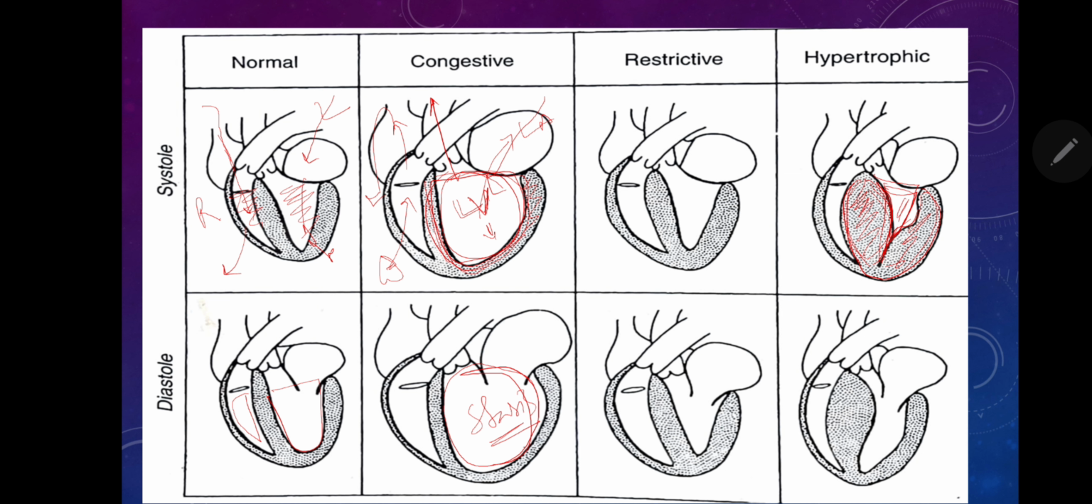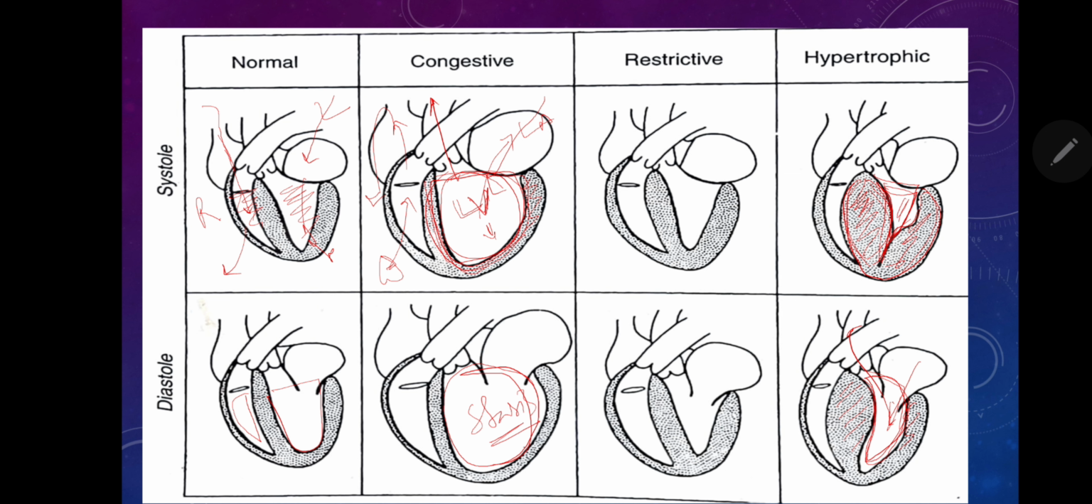The dysfunction is during diastole. As there is more muscle in the heart, during diastole the heart does not have enough space to take in the blood from the left atrium. So a small amount of blood enters the left ventricle, and this small amount of blood goes to the body, and it cannot cope with the normal demand. So that is the problem in hypertrophic cardiomyopathy.